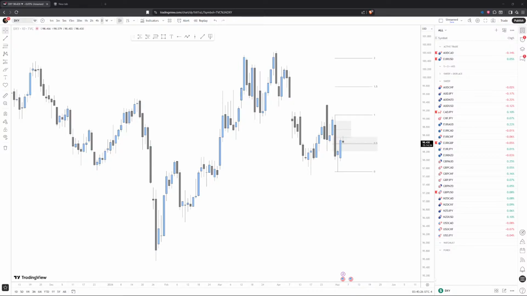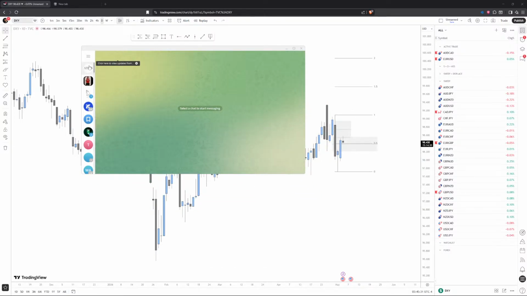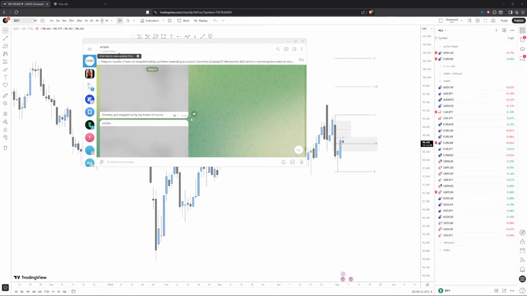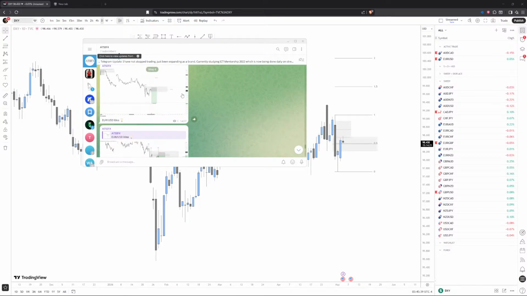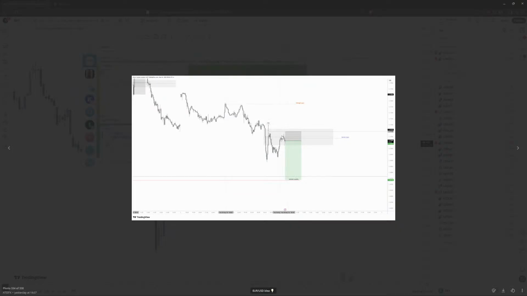So we're quickly going to go through the Telegram so I can show you the charts or the trades I took. The first trade I took was this idea right here. I need to download it. It was a sell on EURUSD.